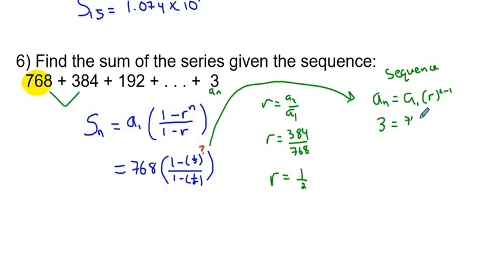A1 is 768, and then R is a half, found that a couple minutes ago, and then we're going to do N minus 1. So now we're solving this as if this n were an x. And when we say solving, you should always write this down if you're lost or you just don't know what your next step is. Always write the order of operations down. And when you solve, start at the bottom.